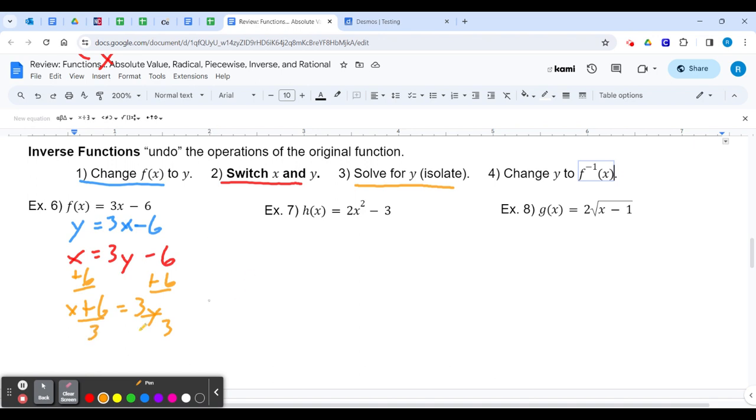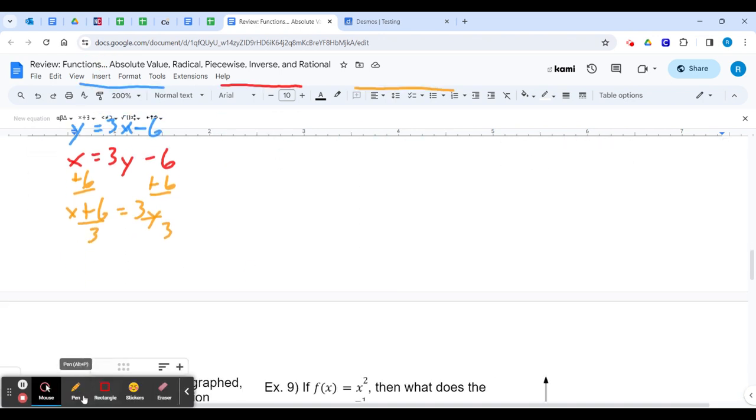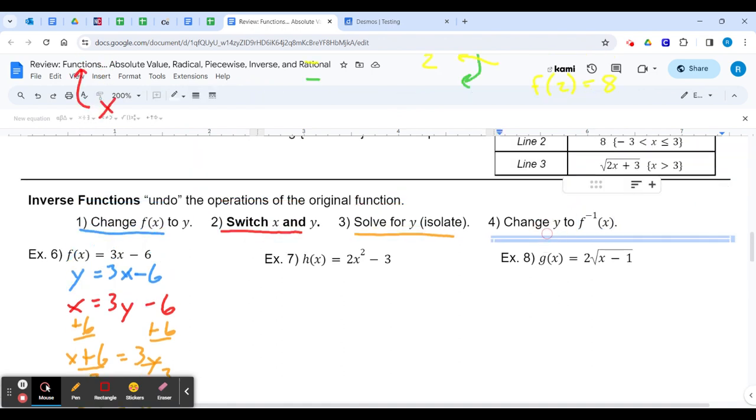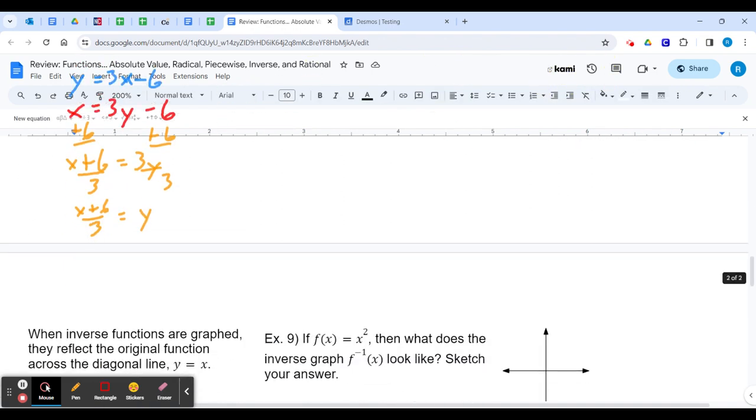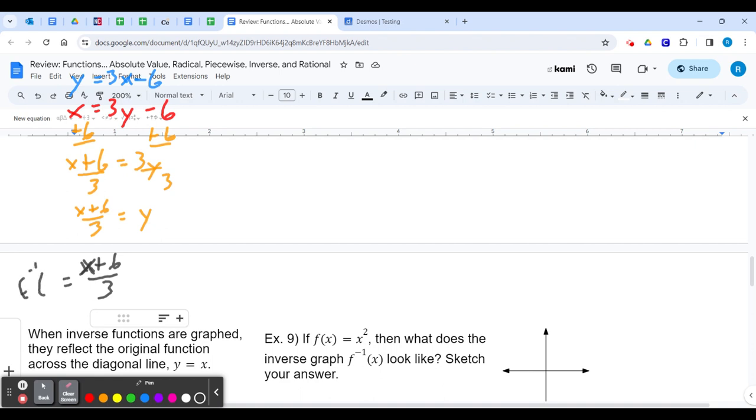So if I scroll down, I need a little more space here, we get x plus 6 over 3 is equal to y. And if I want to take that final step, swapping out the y for the f inverse, that's where I would want to write x plus 6 over 3. And I'm actually going to write that as f to the -1 of x on the left side here.